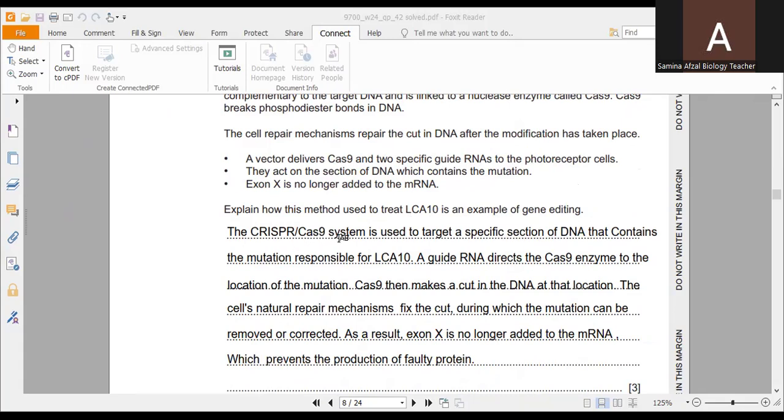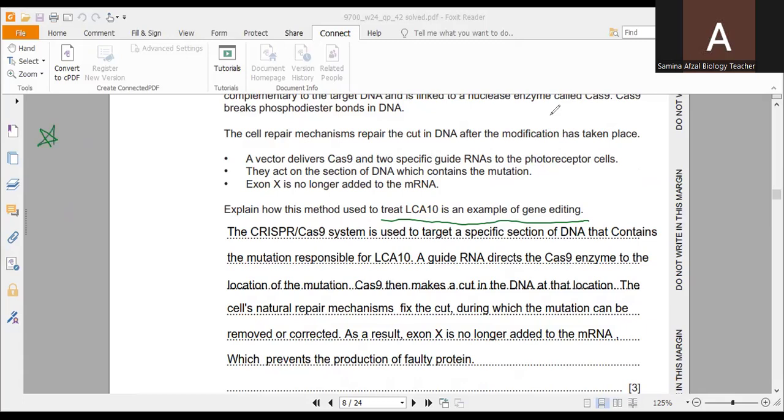The CRISPR-Cas9 system is used. So explain how this method used to treat LCA10 is an example of gene editing. Actually, we have to discuss gene editing over here. Editing means there will be additions, and the CRISPR-Cas9 system is a powerful and precise tool for making changes to specific DNA sequences within a cell. So it essentially acts like a molecular cut and paste system.